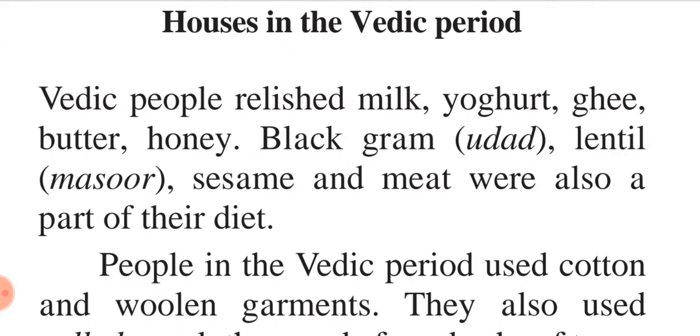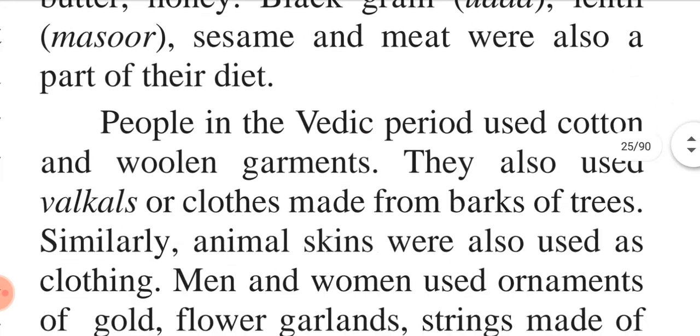Vedic people relished milk, yogurt, ghee, butter, and honey. Black gram means urad dal. Lentil means masoor dal. Sesame and meat were also part of the diet. These are the things they used to eat.